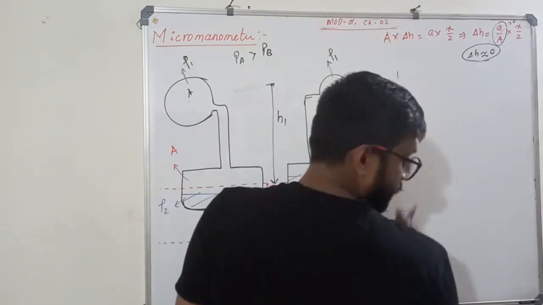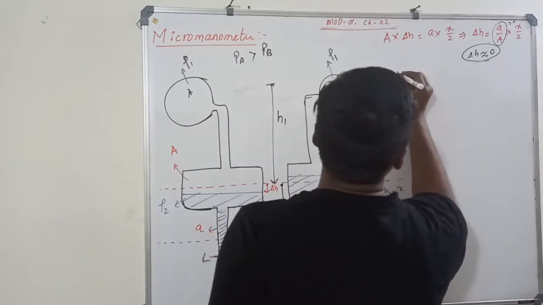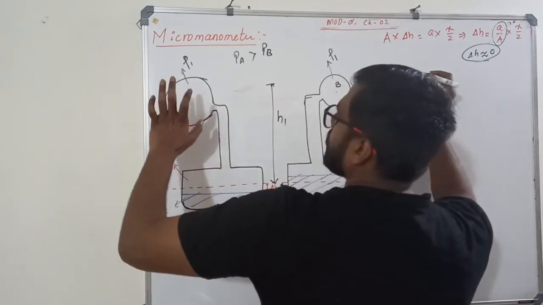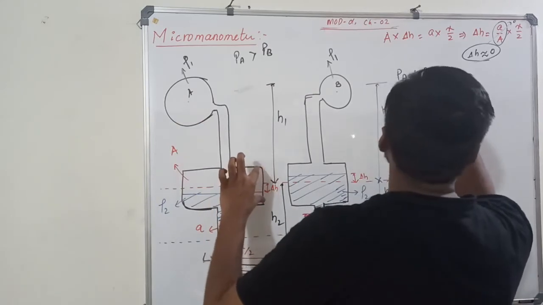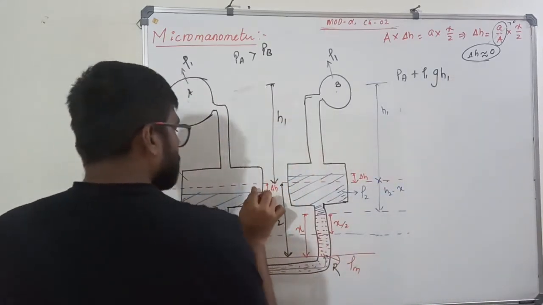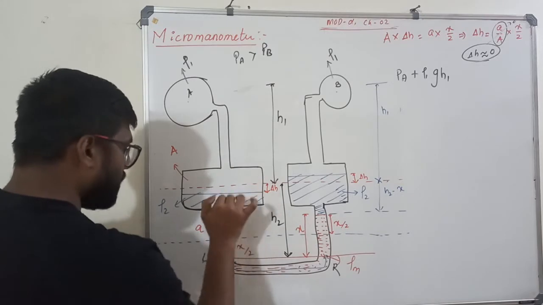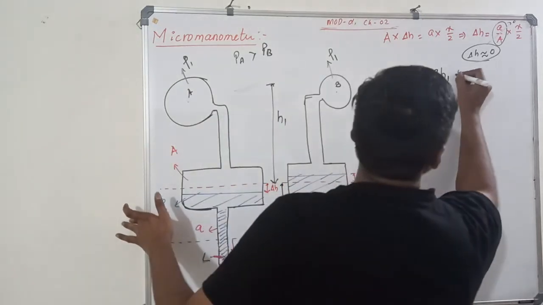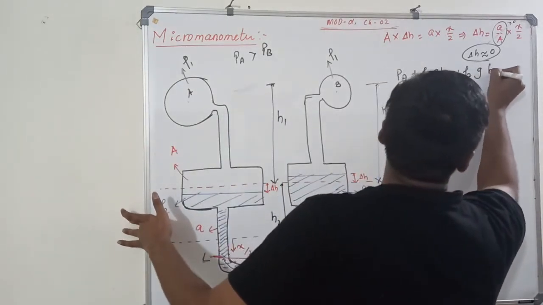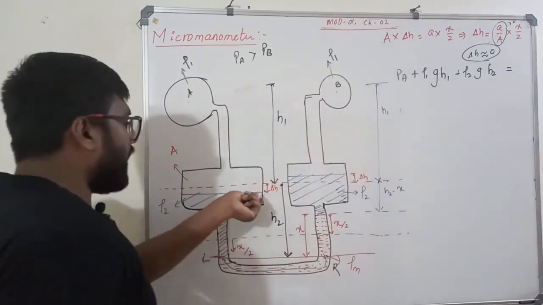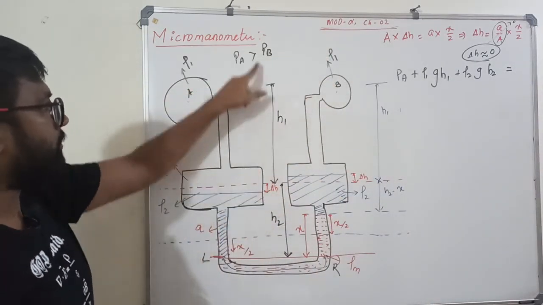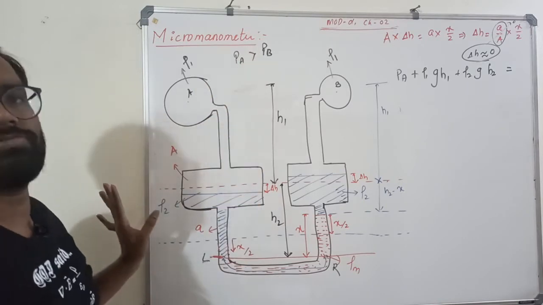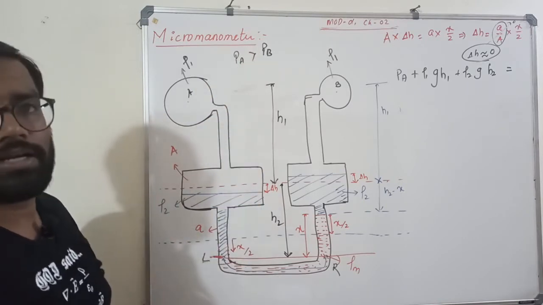So PA, if I write my gauge equation, PA plus what is this? Rho 1 G H1. Next what I have? Rho 2 G H2 is equal to, see, I have neglected delta H already. Here I am taking H1, from here to here H2. Okay, I have already neglected delta H.